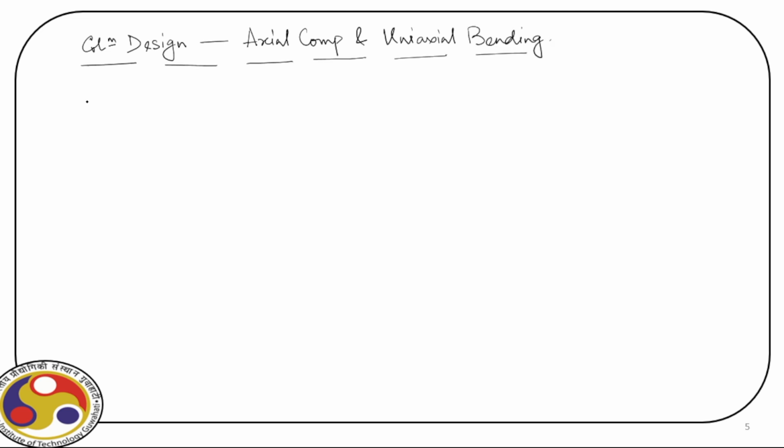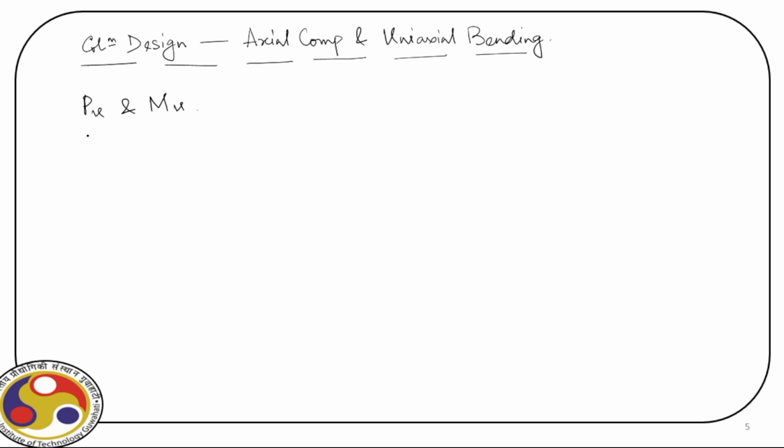So what we have learned is column design, and in this series of lectures this week we have learned column design for axial compression and uniaxial bending, right? And if you recall, we have learned for a given section how to find out the sectional capacity, that is Pu and Mu, right?